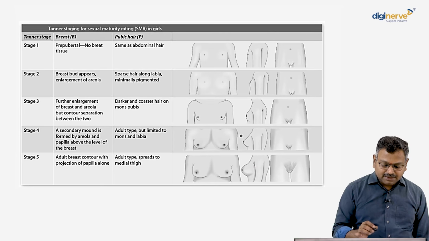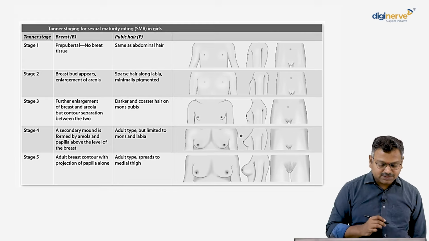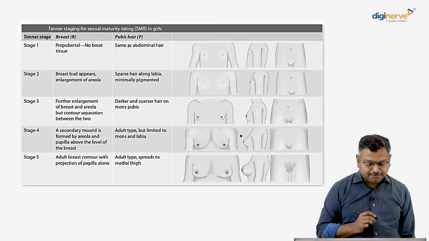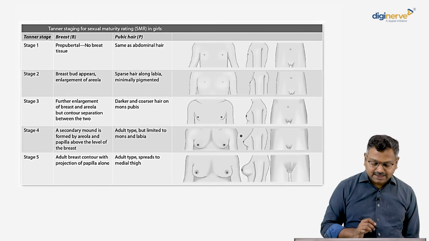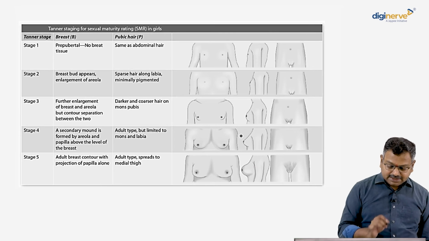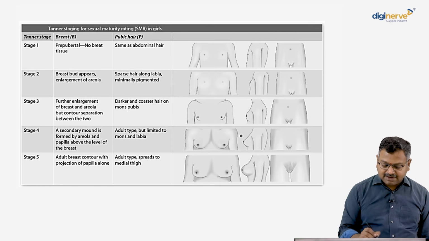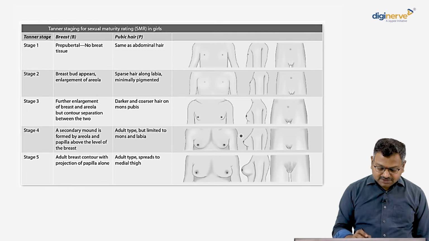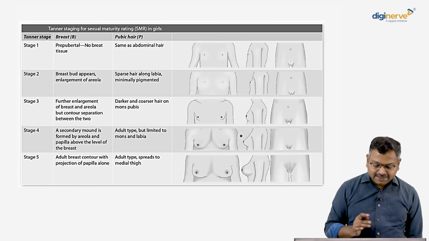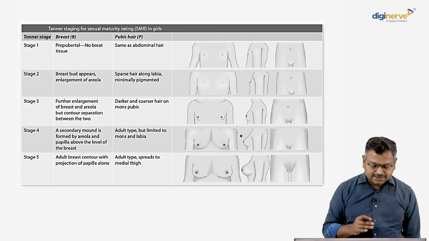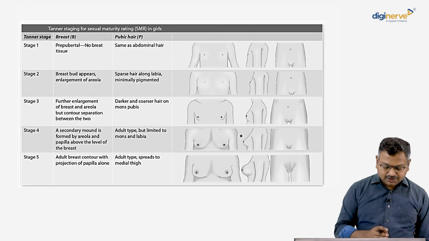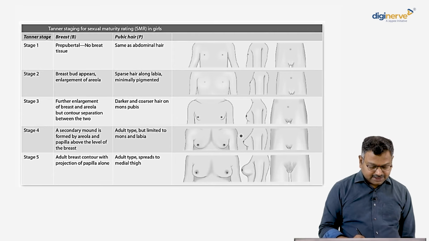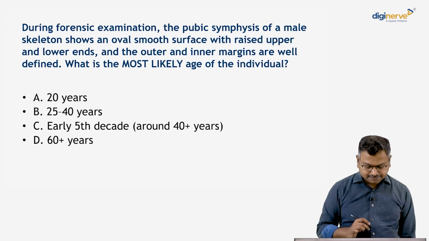The prepubertal, no breast tissue, that's stage 1. Stage 2 is where the breast bud appears, sparse hair around the labia, minimal pigmentation. Stage 3, where the breast is developed, the darker pubic hair has come. Stage 4 is where the adult type but limited hair to the pubic areas, whereas the adult breast contour with papillae alone would come. That is the stage 5 that you would see.